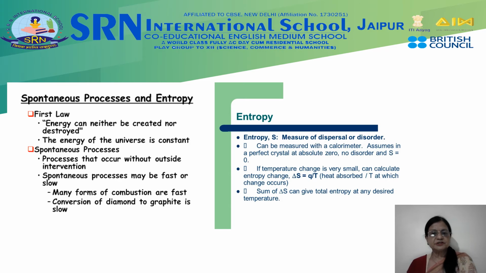Now, if the temperature change is very small, then it can be calculated as entropy change delta S equals Q by T, where capital T is the temperature at which the heat is absorbed, and Q is the amount of heat absorbed. The sum of the delta S can give total entropy at any desired temperature.